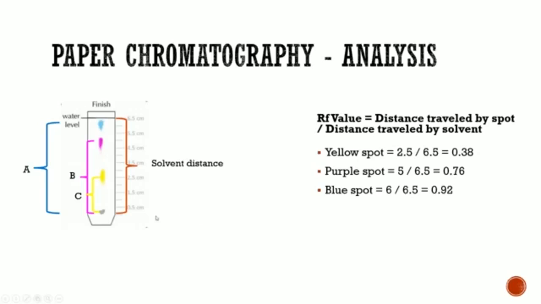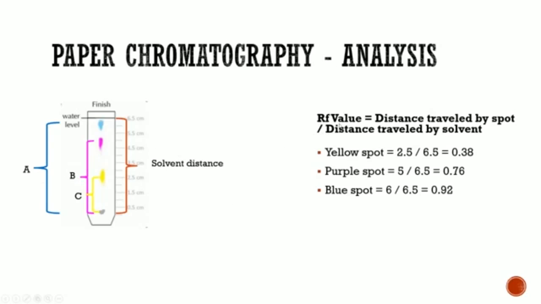If you take a look here, what's really important is that you take the solvent distance. Okay, so that is how much the solvent traveled upwards, and you also have to measure how much the different spots have traveled up. And this is why the initial origin line is important, because that's where you start to measure everything from. That's our reference line.